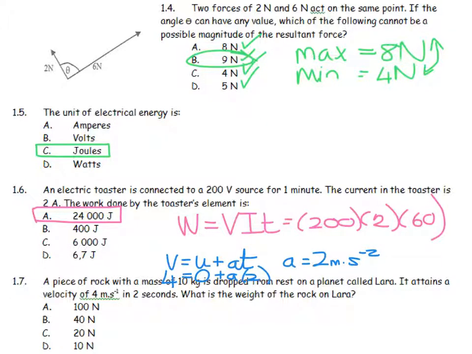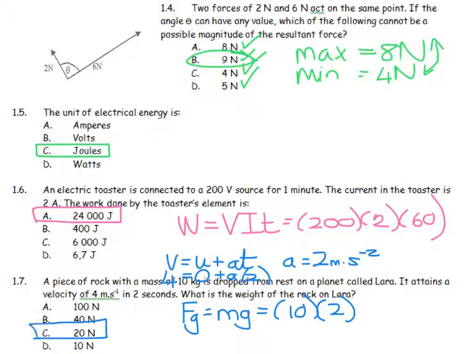Now if I'm looking for weight, weight is Fg, which is equal to mass times gravitational acceleration. The mass is 10, the gravitational acceleration is 2, and therefore the correct answer over here is going to be equal to C, which is 20 newtons.